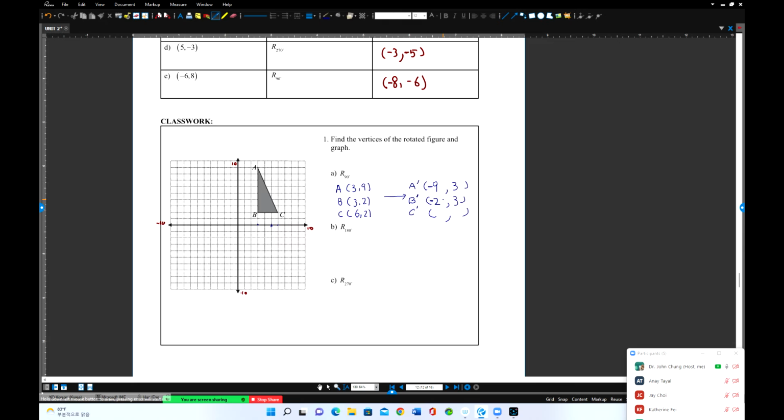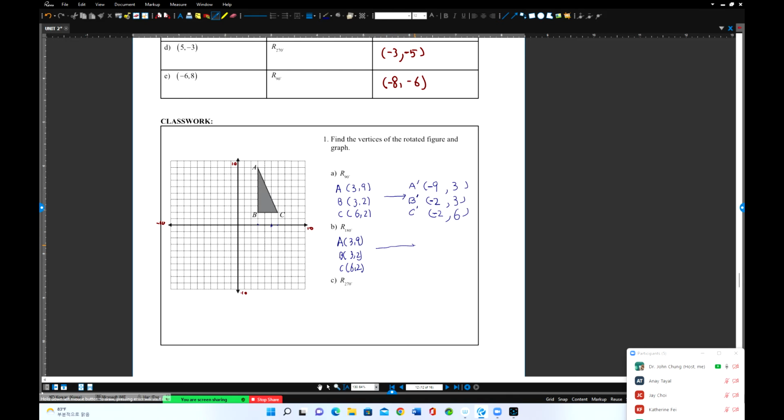What about C? Still 90 degree clockwise. Switch again. 2, 6. The first number is negative. That's it. Okay, you guys have finished B and C. Now 180 degree and 270. Each one has the same numbers over here. A is still 3 and 9. B is still 3 and 2. And C is 6 and 2.